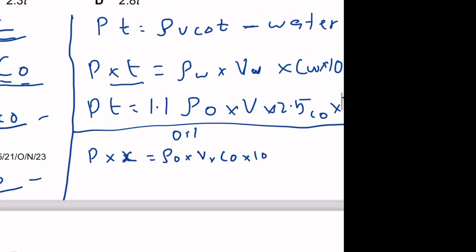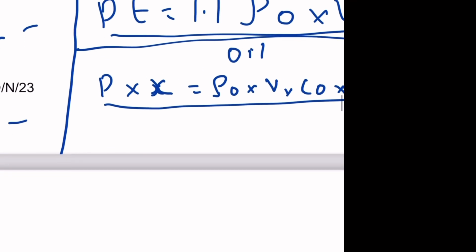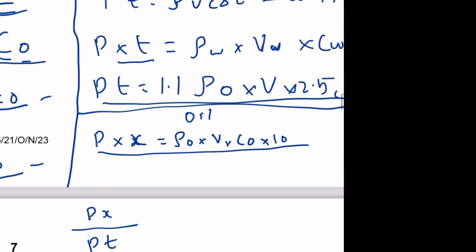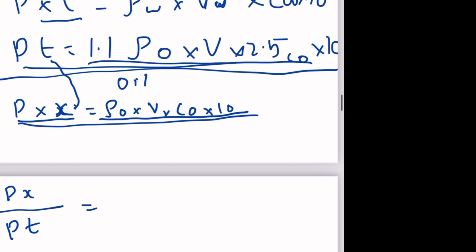And now we have these two formulas, and I'm just gonna rearrange the formula in ratios so I can cancel out the similar values. So P X equal to PT. I'm taking this side to there, making the ratio so I can cancel out the same values. Equal to, and this whole side will divide by this side.